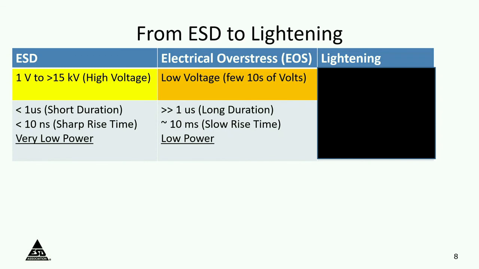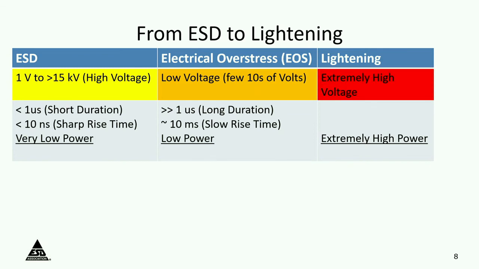Whereas electrical overstress is a low voltage, a few tenths of volts only. It's not thousands of volts because you're just misapplying some voltages. It's much greater than a microsecond and it has a very slow rise time. It is low power also. But in contrast, lightning is extremely high voltage and extremely high power. So we can't protect against lightning on an IC chip, but we can protect for ESD on an IC chip.